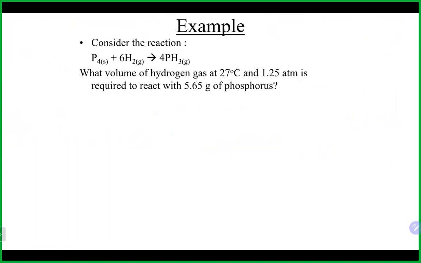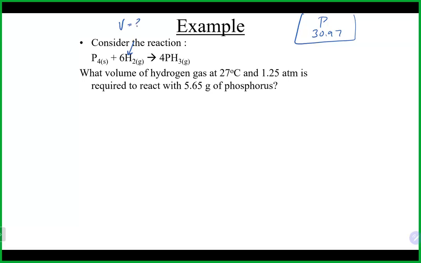All right, consider this reaction here. What is the volume of hydrogen gas at 27 degrees and 1.25 atmospheres that's required to react with 5.65 grams of phosphorus? Phosphorus is 30.97. Okay, let's take a look. So once again, here we're looking for a volume of hydrogen gas, which is here. So we're looking for a volume.